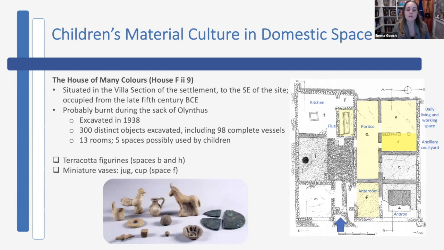The patterning mirrored patterning that was apparent in all of the houses I analysed. Children's material culture was typically with women's material culture, and never in male-only spaces like the andron. The material culture typically consisted of toys, suggesting children were occupied by play when they were being cared for by women within the confines of the oikos.